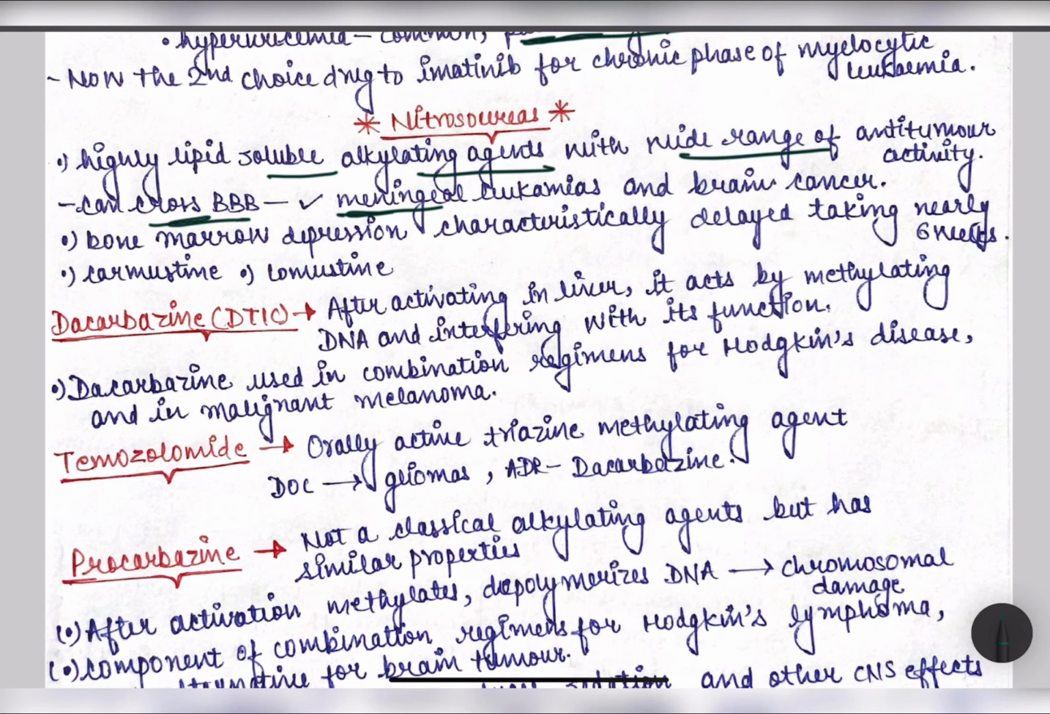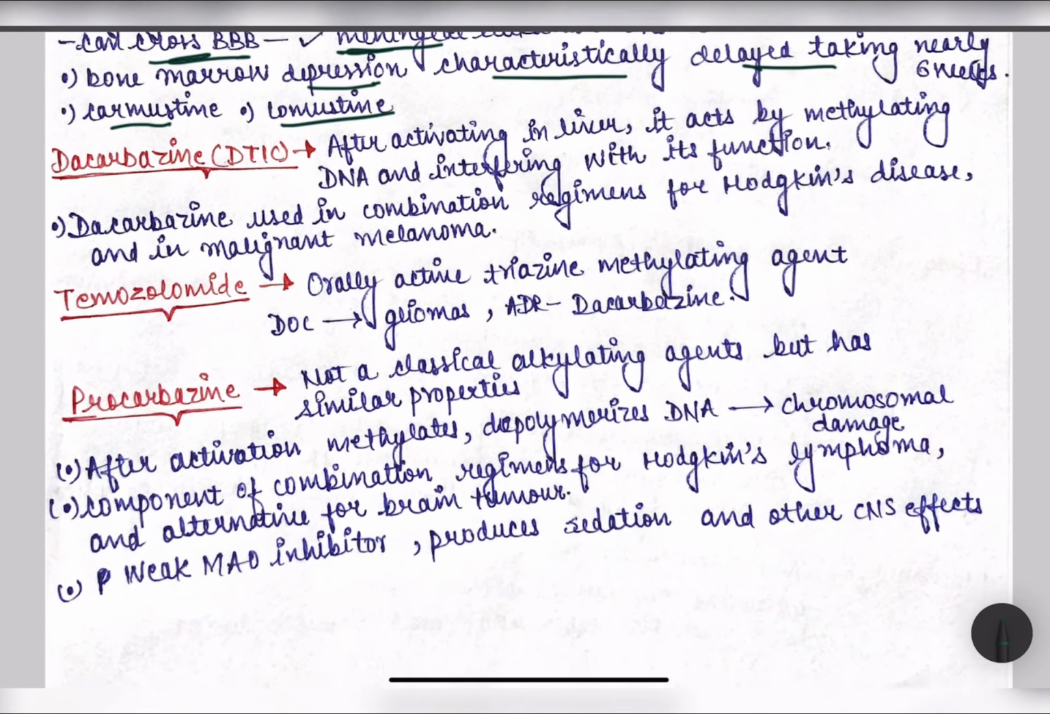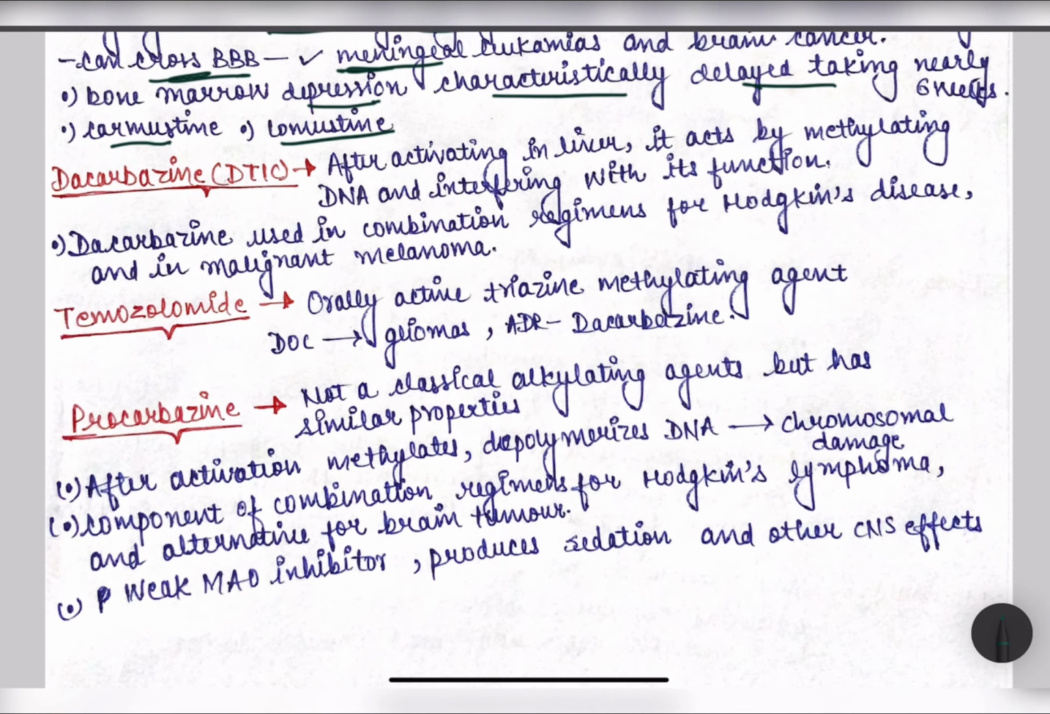Okay, and the adverse effect is bone marrow depression, characteristically delayed, taking nearly 6 weeks. Okay, and the drugs we have discussed which are present in it are carmustine and lomustine, and also there is another, that is semustine.